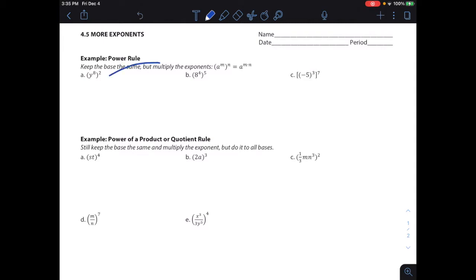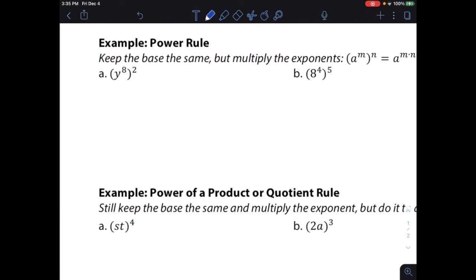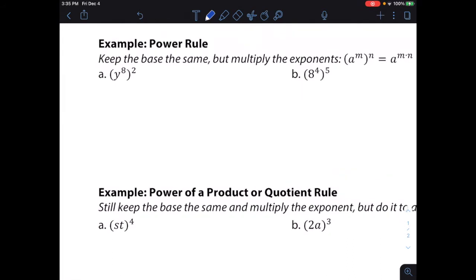So if we look at this first example, y to the 8th to the 2nd power. Well, remember, an exponent tells us to multiply something by itself. So y to the 8th to the 2nd power means y to the 8th times y to the 8th. And if you remember from the product rule, we add the exponents. So we know this is y to the 16th. Well, if you just look, you can see that 8 times 2 is 16. So when we do the power rule, instead of adding the exponents, we're simply just going to multiply the two exponents that we can see. Okay, so 8 times 2 equals 16.